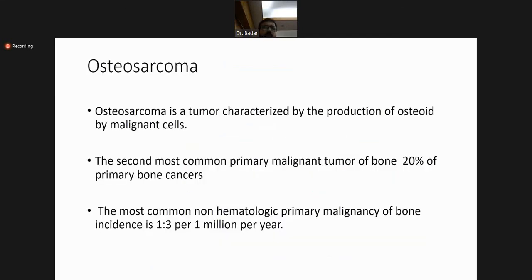So just have an overview of all the tumors first, all three. Osteosarcoma is a tumor characterized by the production of osteoid by malignant cells. It is the second most common primary malignant bone tumor, and the most common non-hematological primary malignancy of bone, because the most common primary malignant bone tumor is hematological. Incidence is 1 to 3 per million per year.